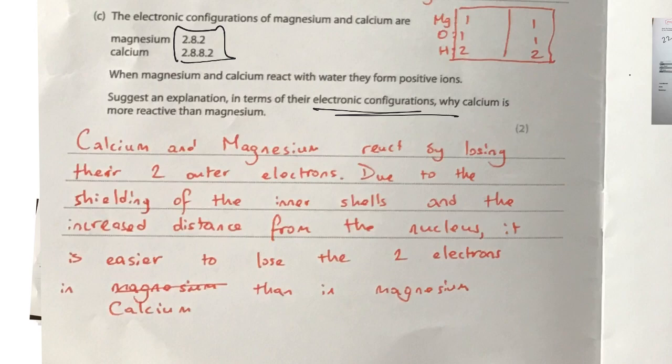Calcium and magnesium react by losing the 2 outer shell electrons. So you can give yourself 1 mark if you've written that. Now, if we're looking then, calcium is more reactive. It's got 1 more shell full, hasn't it? Now this shell shields the positive attraction and it increases the distance. So it's easier to lose those 2 electrons. So that's your second mark. Okay.